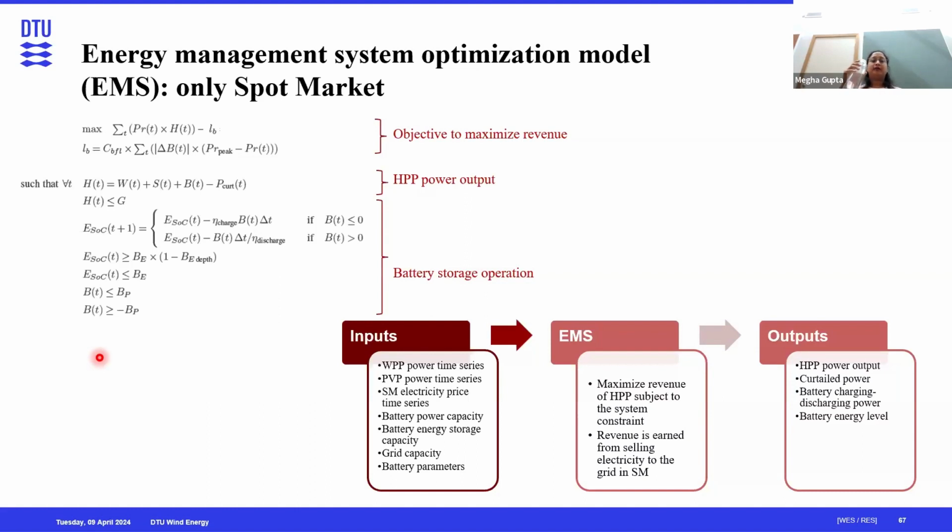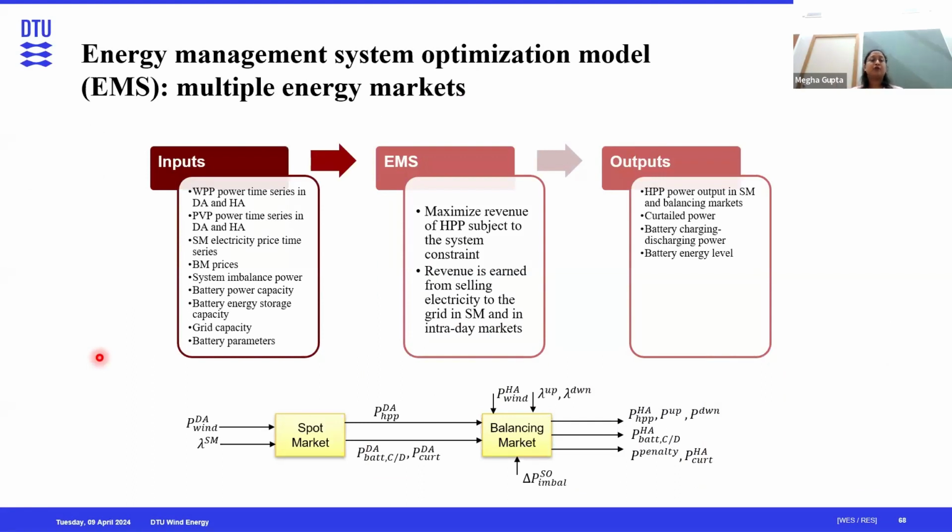So what we are trying to do here is give some inputs to our EMS, which we have obtained from the other components in HyDesign. So we have the wind power plant power time series, solar power time series, electricity price time series, and battery characteristics. And then we perform the EMS. As an output, I get to know how much electricity we will be injecting to the grid at different intervals of time, what the curtailed power will be, and how my battery operation will be, throughout the lifetime of the plant. So this is the EMS for only the spot market.